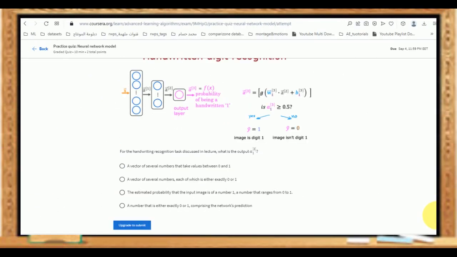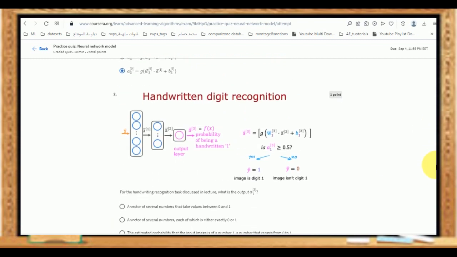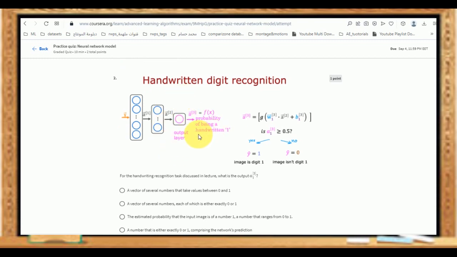Second question, for the handwriting recognition task discussed in the lecture, what is the output of activation function 1 for layer 3? We will look at the graph. This is layer 3, activation function for layer 3. He asked for what is the output.